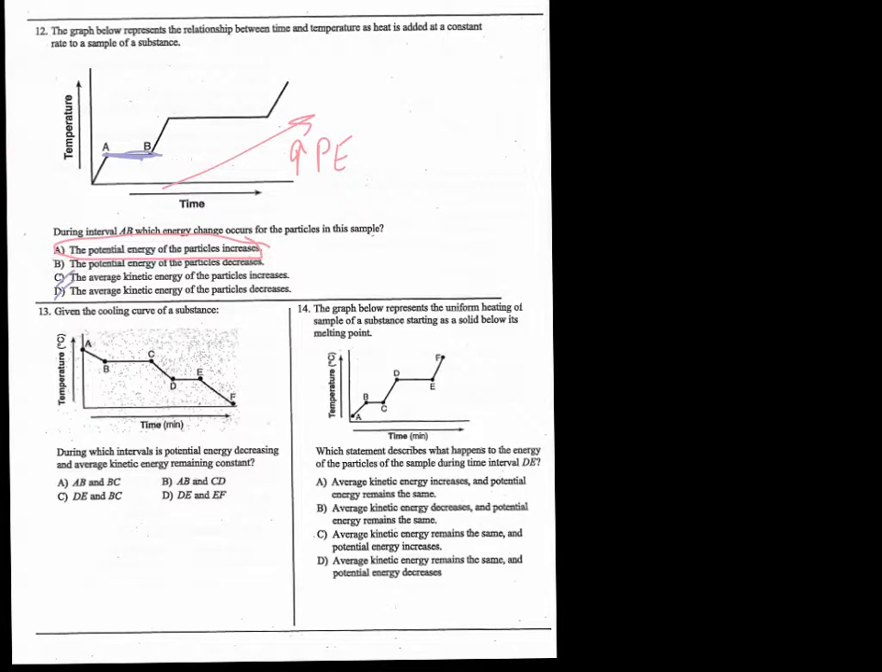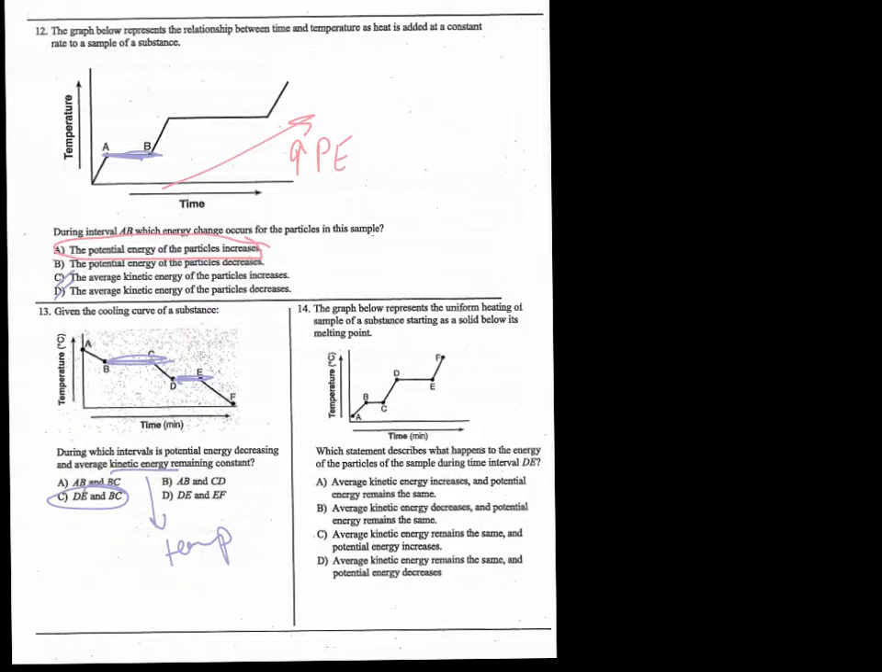Okay. 13. During which interval is potential energy decreasing and average kinetic energy remaining constant? Alright. If you don't know those parts for potential energy, always focus on the kinetic energy, because that's the same as temperature. So when is temperature constant? That's over here and over here. So B, C, and D, E. Choice C.